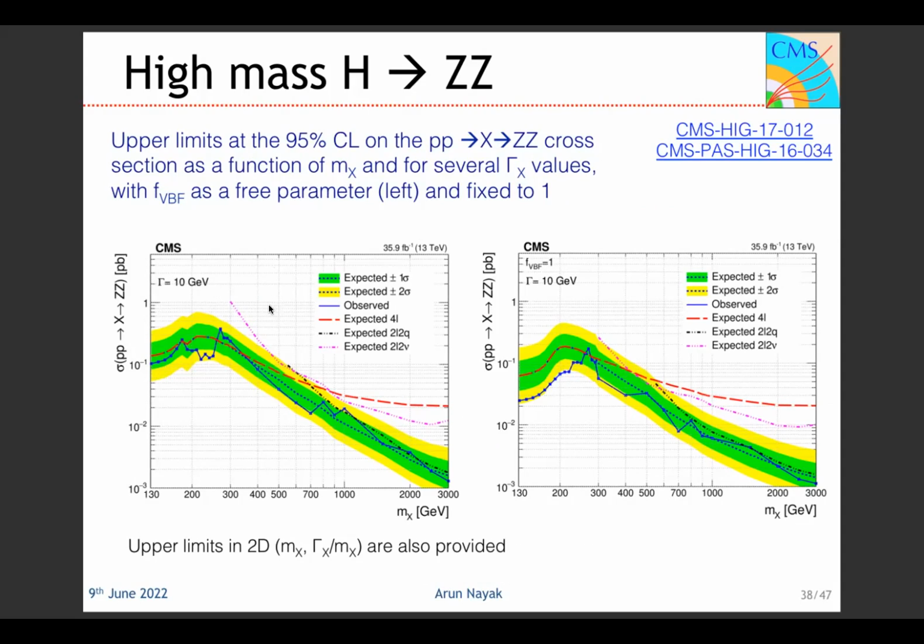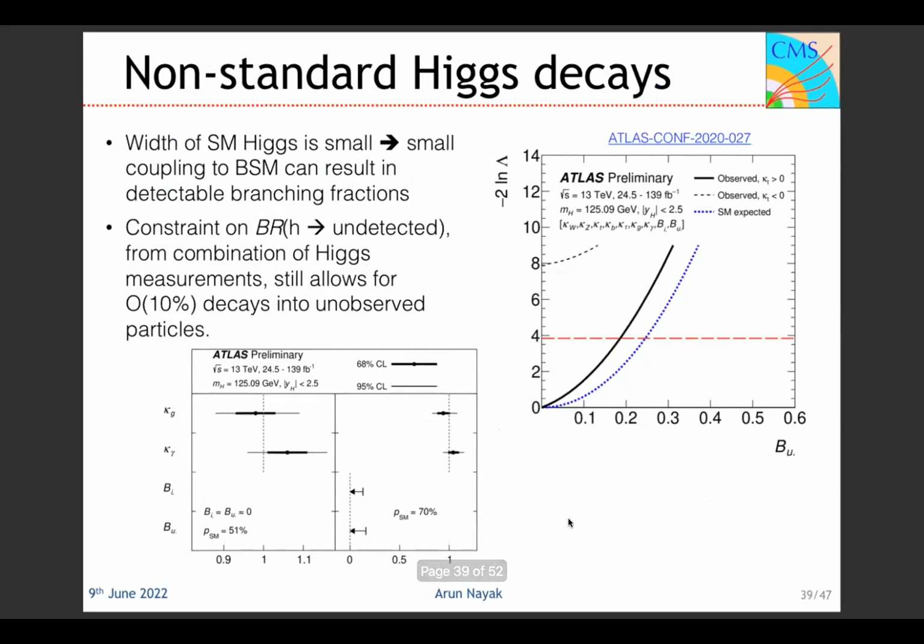So in the left case, you can see that the VBF contribution is floated, while in the right case, the VBF contribution is assumed to be standard model. Okay, so this is all I wanted to discuss about the standard Higgs sector.